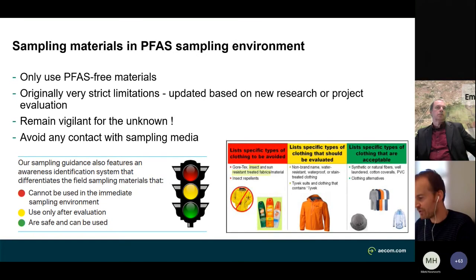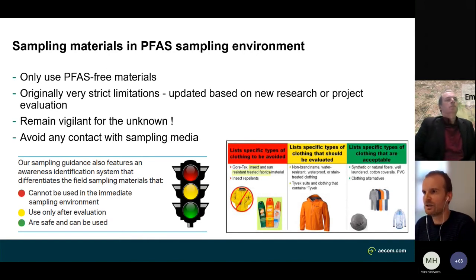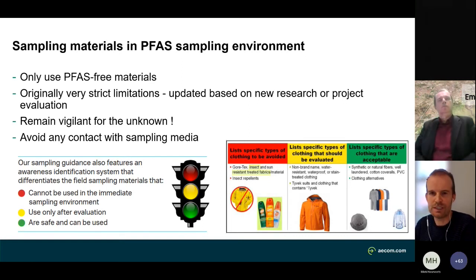In the very first guidelines, there were very, very strict limitations because there was a lot of potential cross-contamination due to a lot of materials. And we see that in the last few years, these are generally updated based on new research or project evaluation. For example, in the beginning, we did not sample soil in any glass containers or glass jars. That is now allowed and generally used, where this was avoided in the beginning.